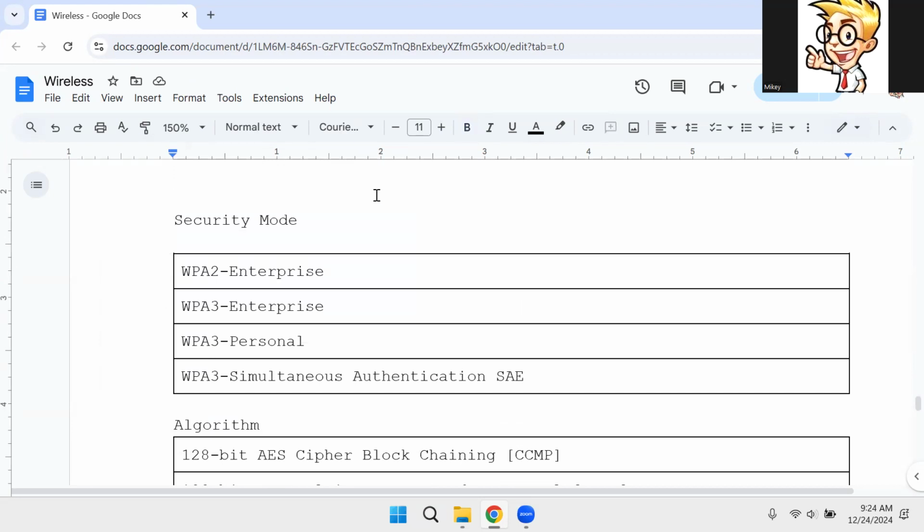Security mode. We saw earlier this is a corporate office, right? Does this help? Well, like earlier, I eliminated things that were used at the home office or personal. So I'm going to wipe that out. We're not using personal encryption. So SAE, I talked about that already. I'm going to lean towards WPA3 Enterprise grade. Okay, next.